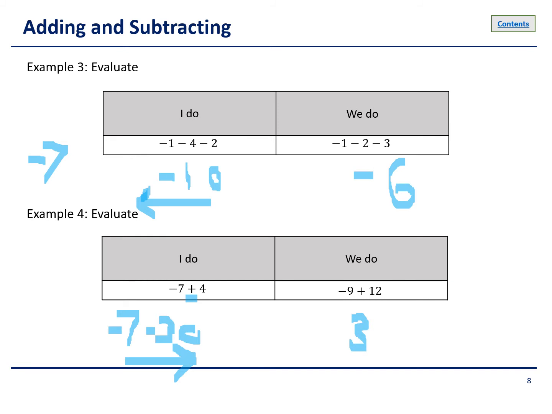Great effort if you've got 3 here and got this correct. Starting at -9, picture that number line, and we need to +12. Well, if we +9 and get to 0, that leaves us with only 3 left to add on. So 0 add 3 is 3.